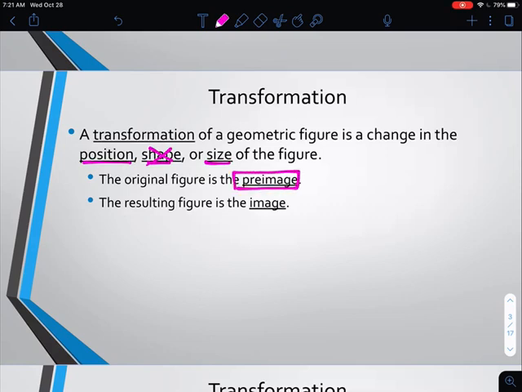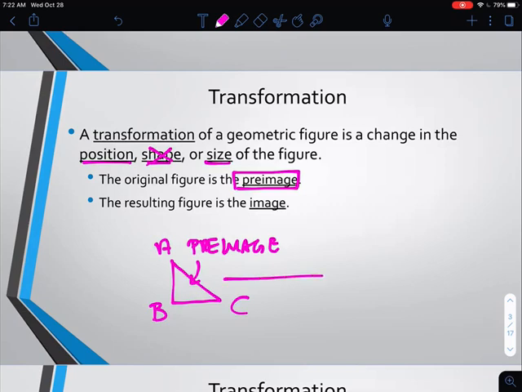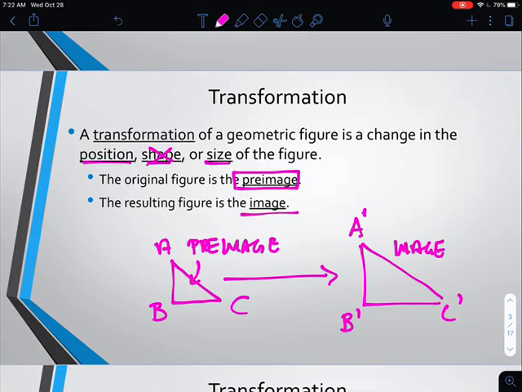The original figure is what we're going to call the pre-image. So if I start with a triangle, call it ABC for instance, and this is going to be my original figure, I'm going to call this my pre-image. And then if I take that triangle and let's say I slide it over here, I'm going to use some notation we're going to talk about in a second. So A prime, B prime, and C prime. So I go from there to there. Then this is going to be my image. So where did I end up is going to be the image.